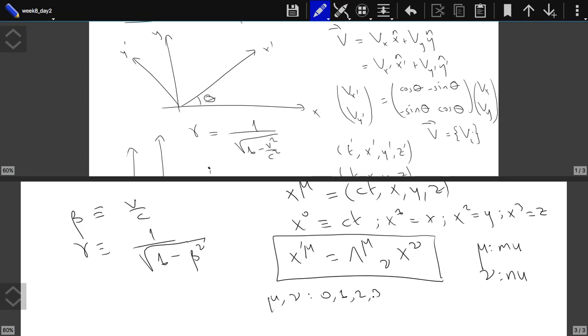Just like the coordinate vector under rotation, anything that transforms like this from one reference frame to the other reference frame in this form is what we call a 4-vector, meaning that it's a vector with 4 components. It's a vector, it has a single index.